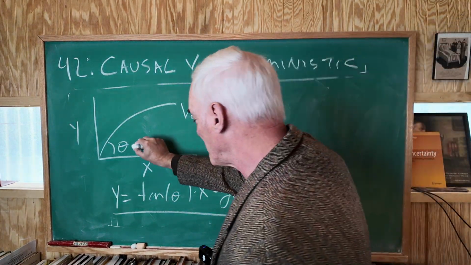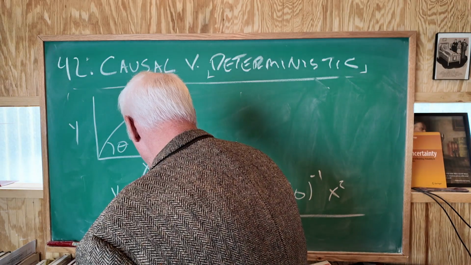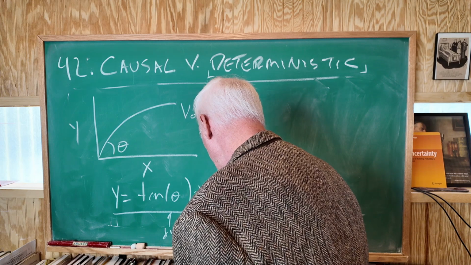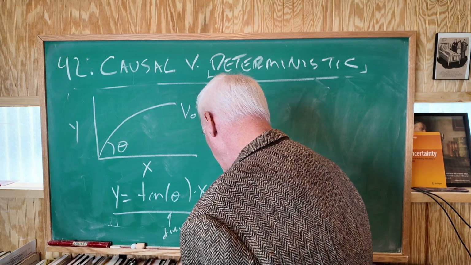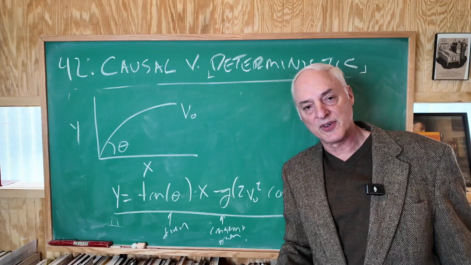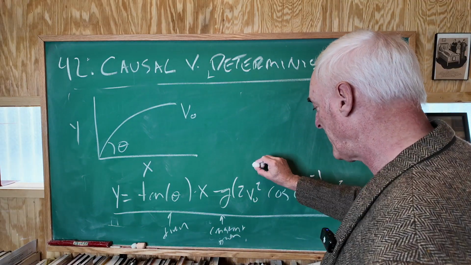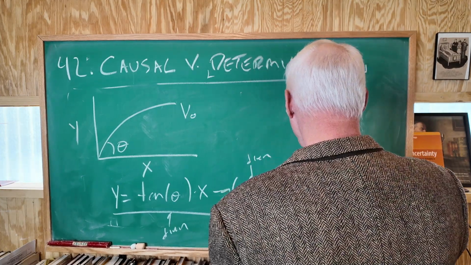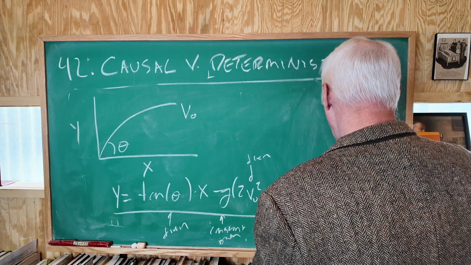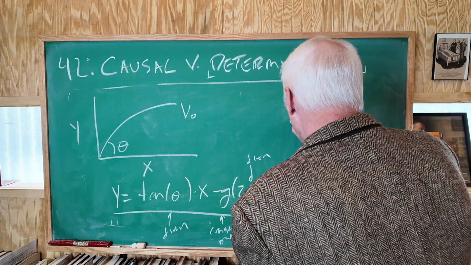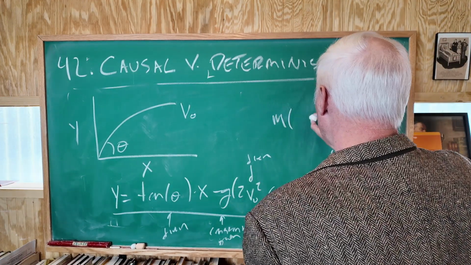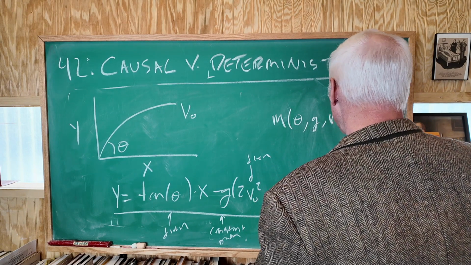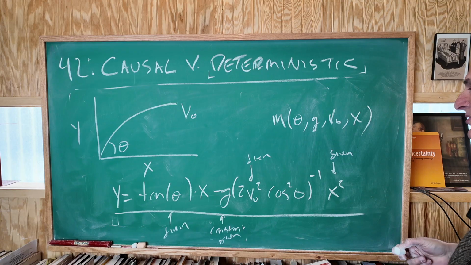Now, theta is, of course, this angle. That's a given. G is a constant, and it's a given. G is, of course, a gravitational constant in this particular case. V naught is a given. And, of course, x is a given. For given values, the model can be said to be a function of theta, g, v0, and x.